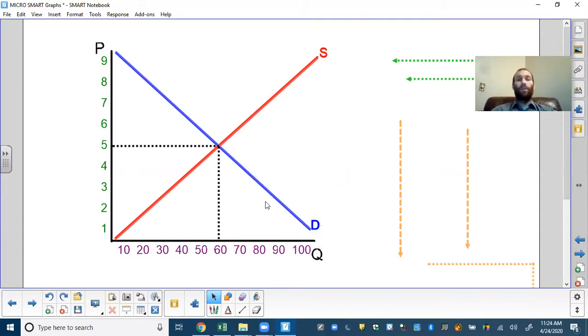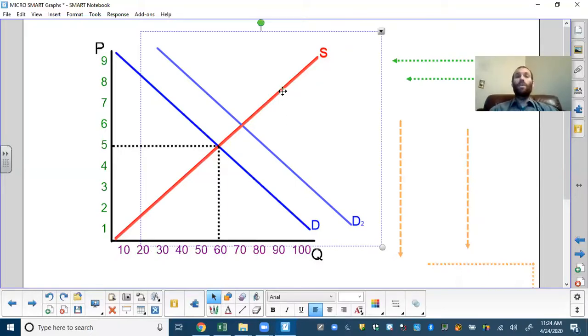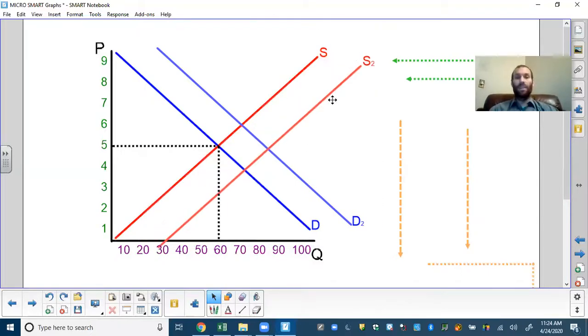If I had a scenario where, let's say, demand increases, remember, increases always shift to the right, just like how these numbers go 10, 20, 30. They're always increasing as they go right. You need to shift demand to the right if it's an increase. And let's say in this one, supply increases as well. Okay, a few things are going to happen right here.